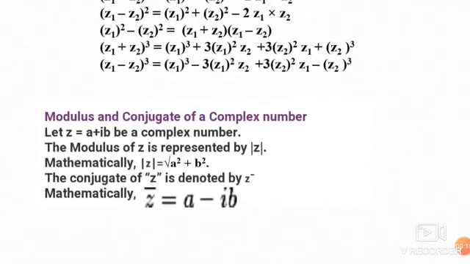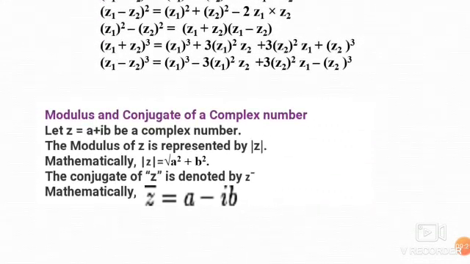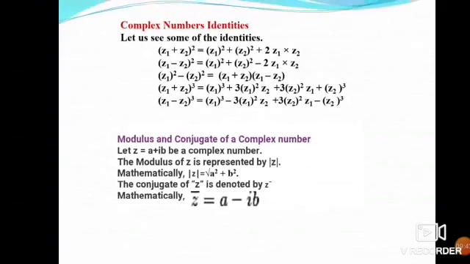Now, what is the modulus and conjugate of a complex number? Suppose z equal to a plus ib is a complex number. Modulus of z is denoted by mod z. You will read this as mod z, and it is denoted mathematically as root of a square plus b square. Now conjugate is denoted by z bar, and it is nothing but a minus ib.